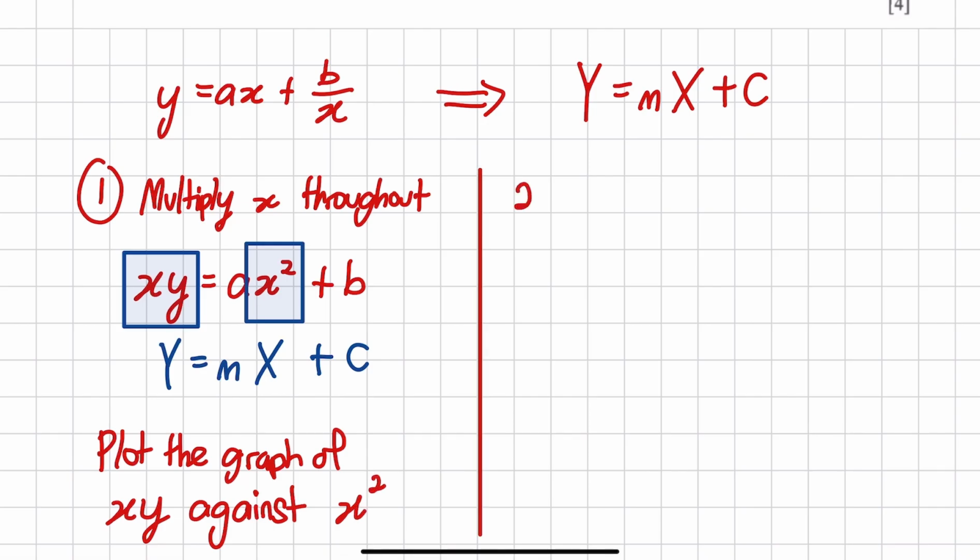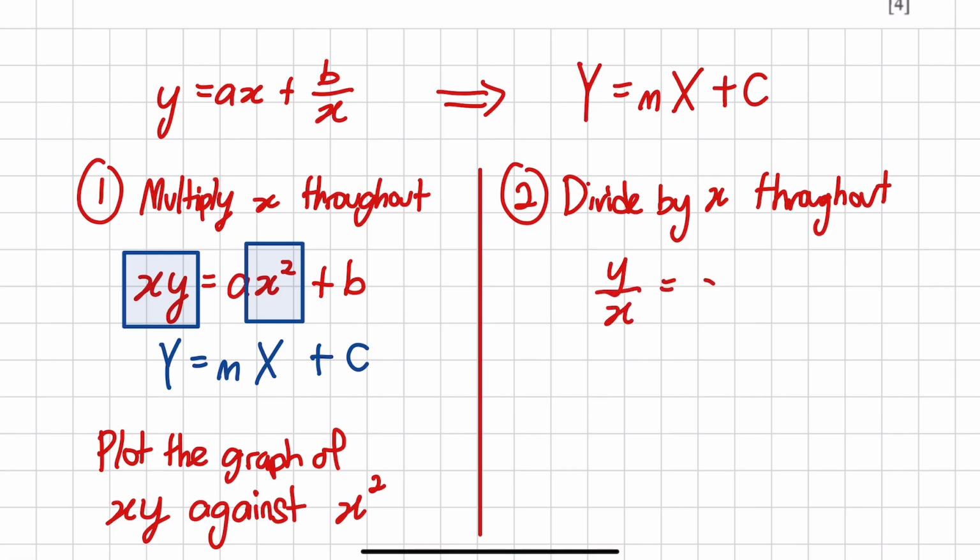Another possible way is to turn it into the form of y equals mx plus c. That means I want to make sure that one of the terms here has no x, because both of these have x. Another way to do this is to divide by x throughout. So the second possible way is to divide by x throughout. If I do that, I will get y over x equals a plus b over x squared.